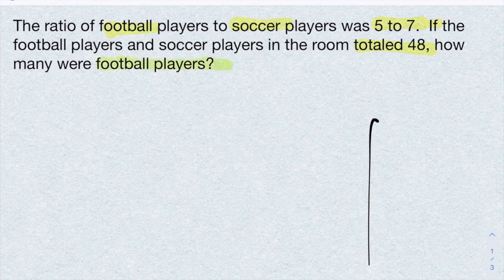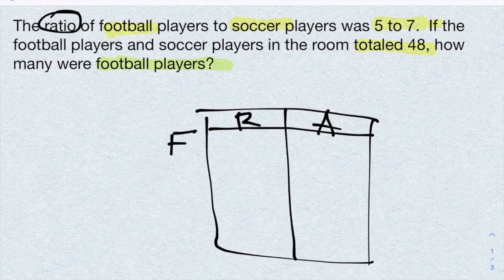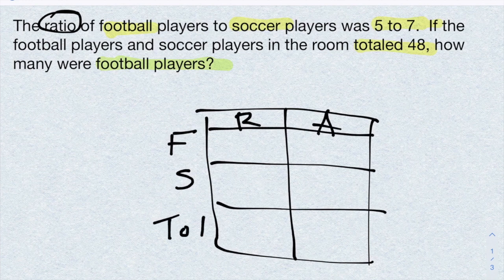So now I'm going to make a ratio box because it has the word ratio in it. There's my really sweet ratio box. You always have my ratio R on the left and my actual on the right. And I'm going to do football, soccer, and what's my last box? Total. Okay. And I'm looking back at this information right here. So I have 5 to 7, and I know the total is 48.